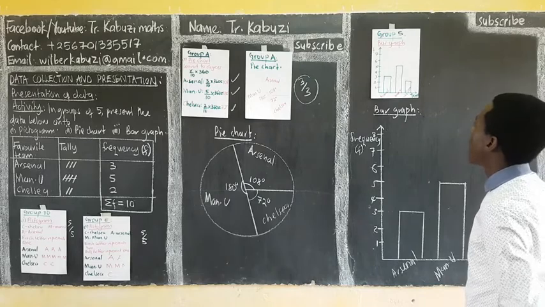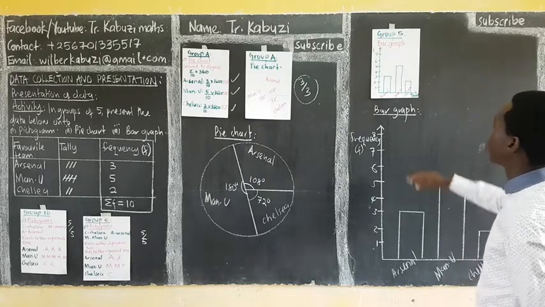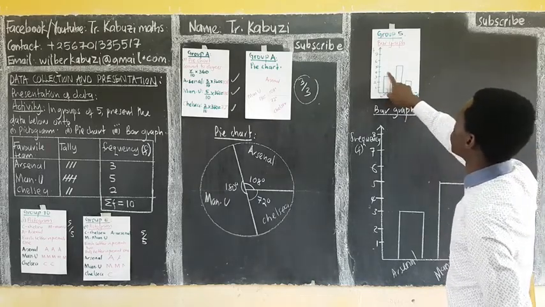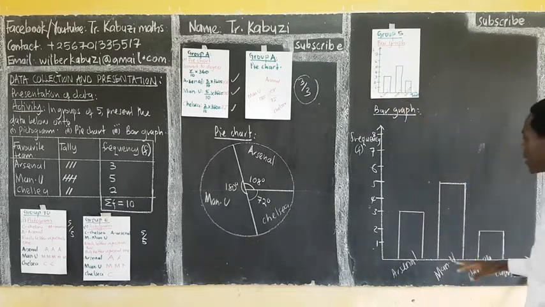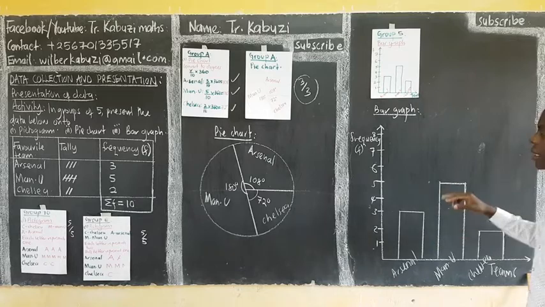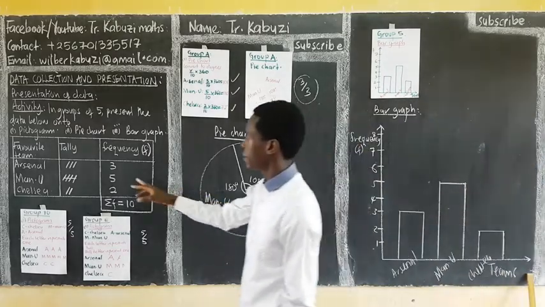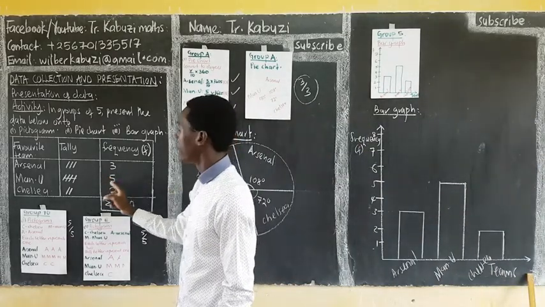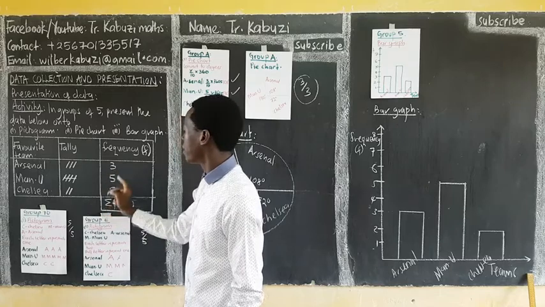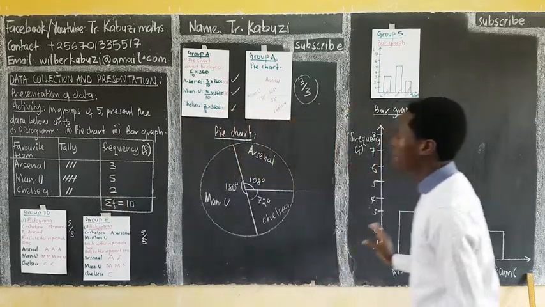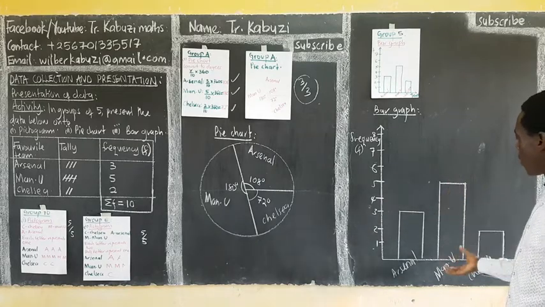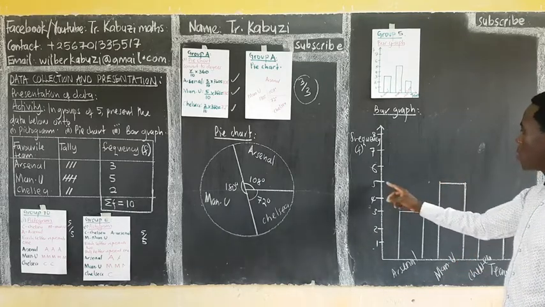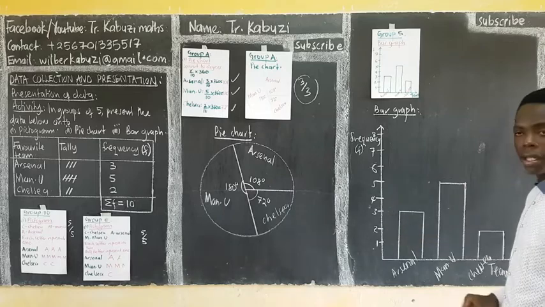Okay, so now for this one, you see 3 was okay, 5 was okay, then 2 was okay. And the highest is Manu, because it has the most fans. Followed by Arsenal and then followed by Chelsea. That's how you can see the presentation also here. When you look at it, they will just know that Manu has this, Chelsea has this.